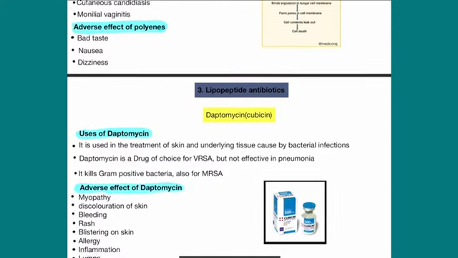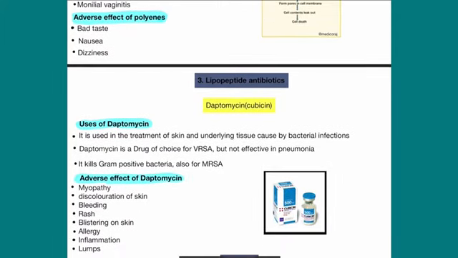Third is the lipopeptide antibiotic, like daptomycin. It is also called Cubicin. Please learn this. Daptomycin is the most important among all cell membrane inhibiting antibiotics, because most of the questions in the examination are asked on daptomycin. So I will discuss daptomycin in detail.